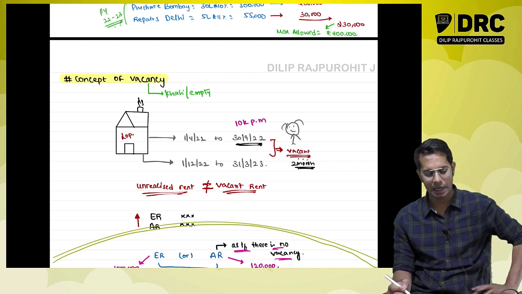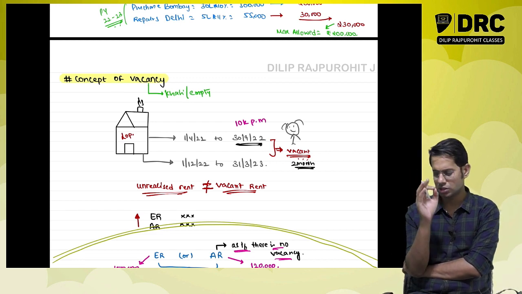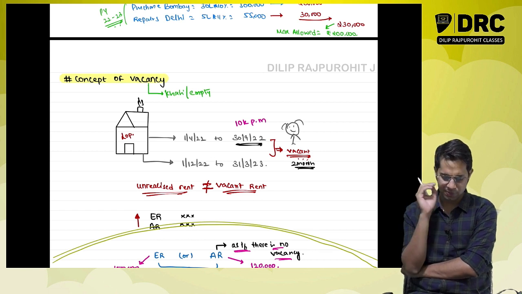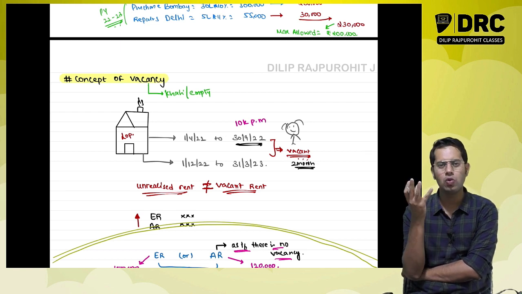Next concept is what, sir? Next concept is the concept of vacancy. Nice concept, tricky concept. In examination, students get confused with respect to this particular concept. Now, what do you mean by vacancy?